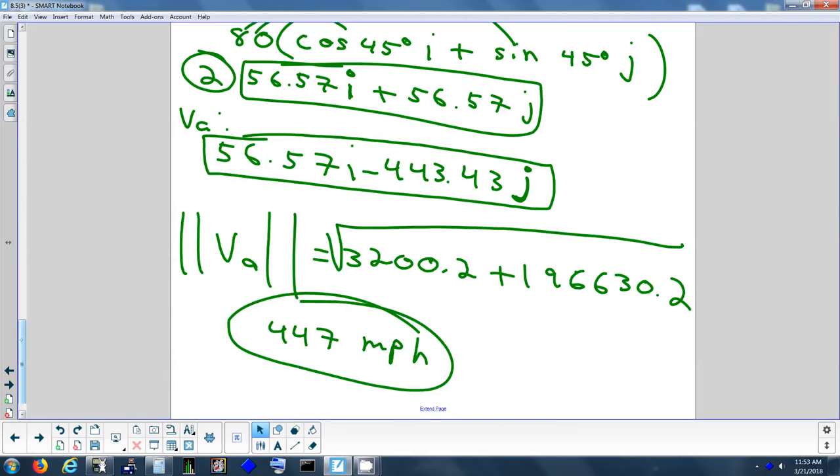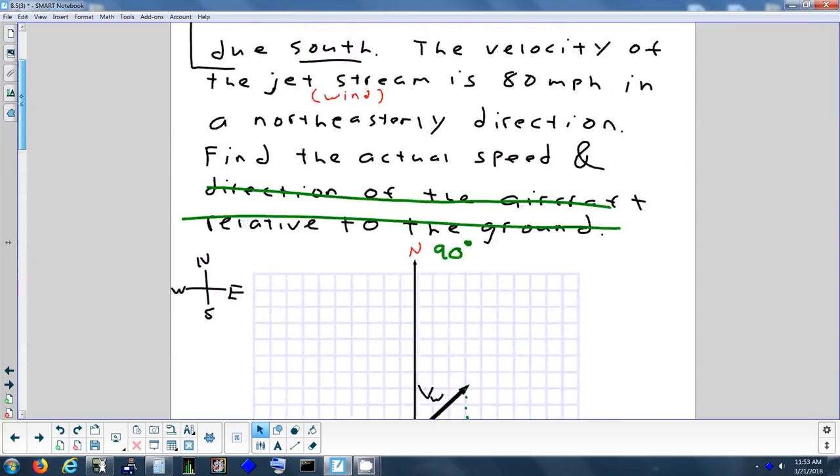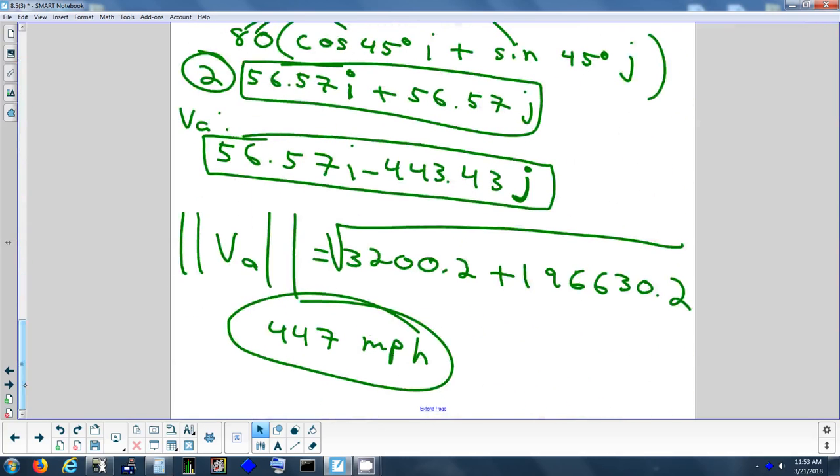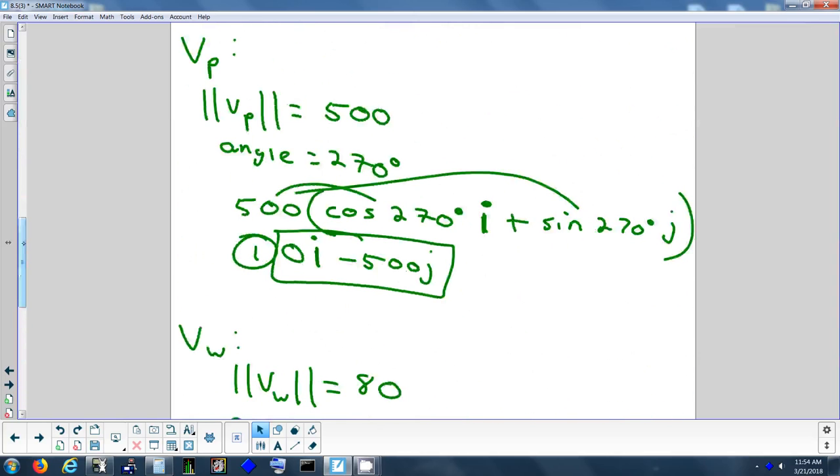And that would be the ground speed. So if you were on the ground and you pointed a radar gun at the plane, it would say the plane is going 447 miles an hour. The plane might not think that because the wind is blowing. We talked about the hand out the window thing. The wind might feel different on the plane than how fast it's actually moving. Okay, so a little bit lengthy of a problem, not overly hard, but there are a few calculations. You've got to find your two vectors and then add them up.